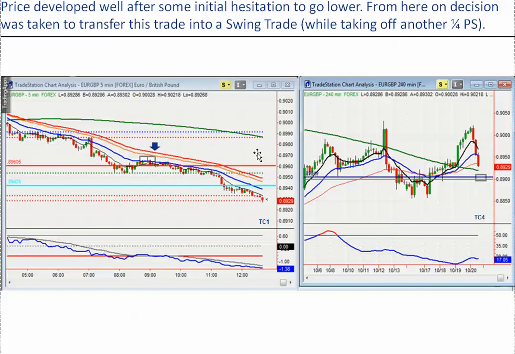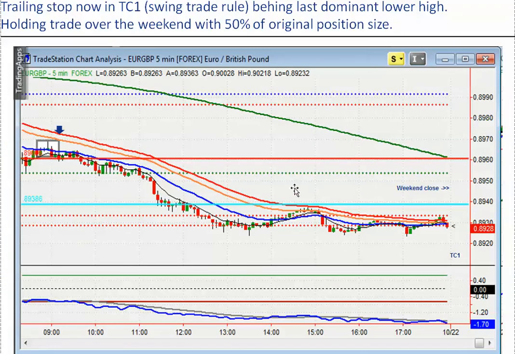At that point of time, I decided to transition this 3-minute short trade into a swing trade. This means I'm taking off another quarter of position, and at the same time I'm trailing my stop on one time frame higher, the TC1 time frame. So I'm still trailing here.